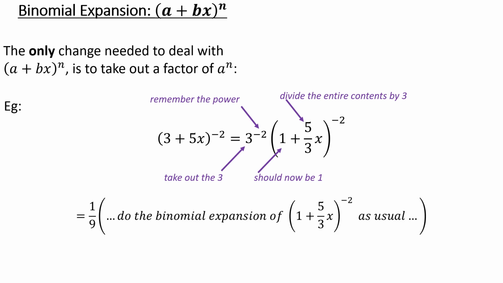I'd recommend you put 1/9 at the front in a case like this, and a pair of massive brackets. You do your binomial expansion inside your brackets, but you've still got the 1/9 written in front so you don't lose it along the way.